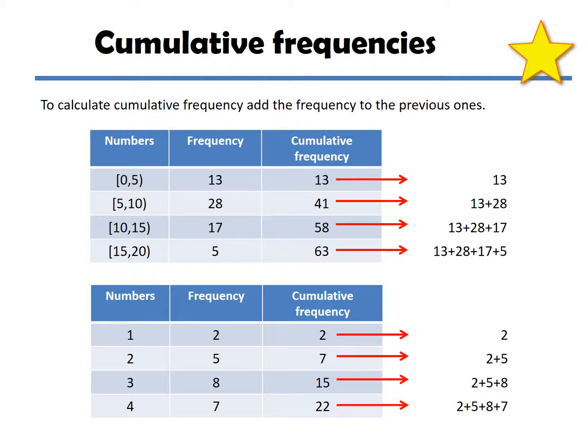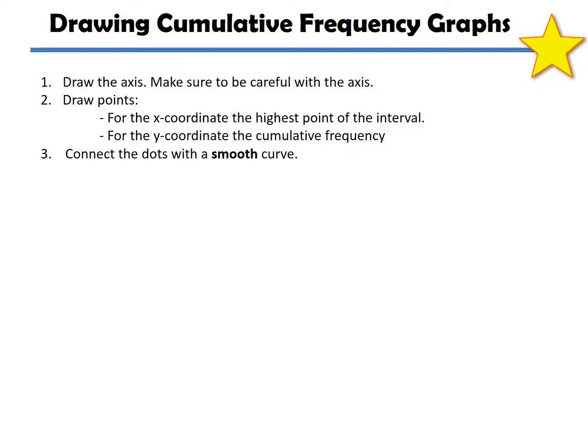So let's take a look at a cumulative frequency curve. What does it look like? Well, if you had to draw one, you draw the axis, make sure to be careful with the axis. You draw points. For the x-coordinates, you draw the highest point of the interval, and for the y-coordinate, the cumulative frequency, and then you connect the dots with a smooth curve.